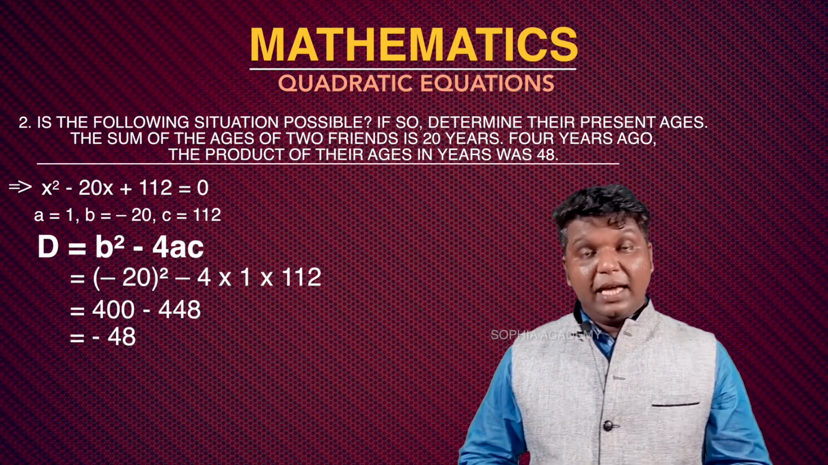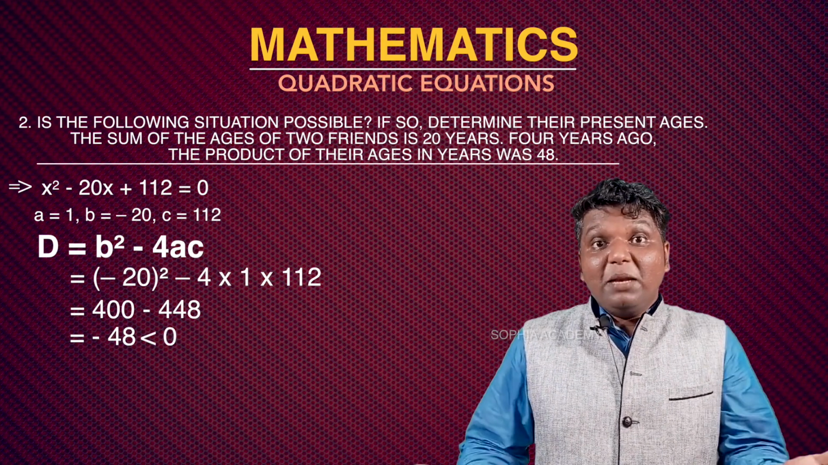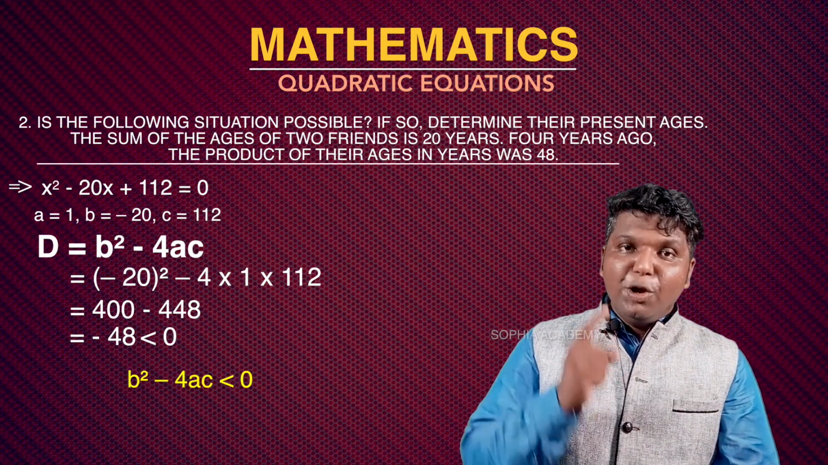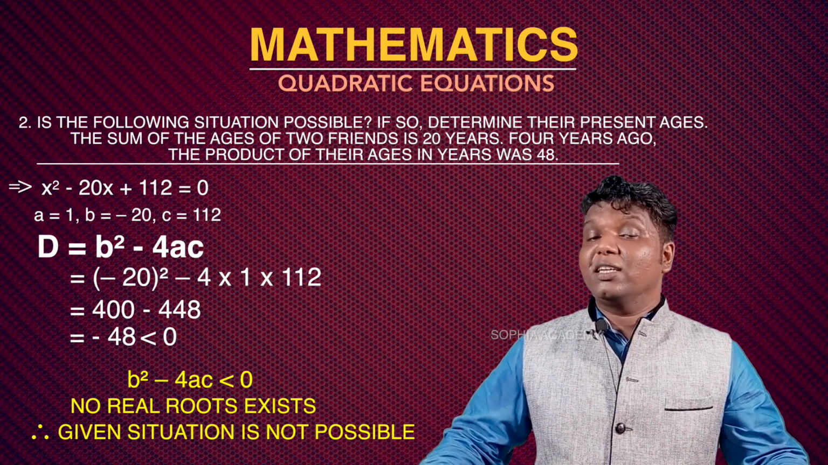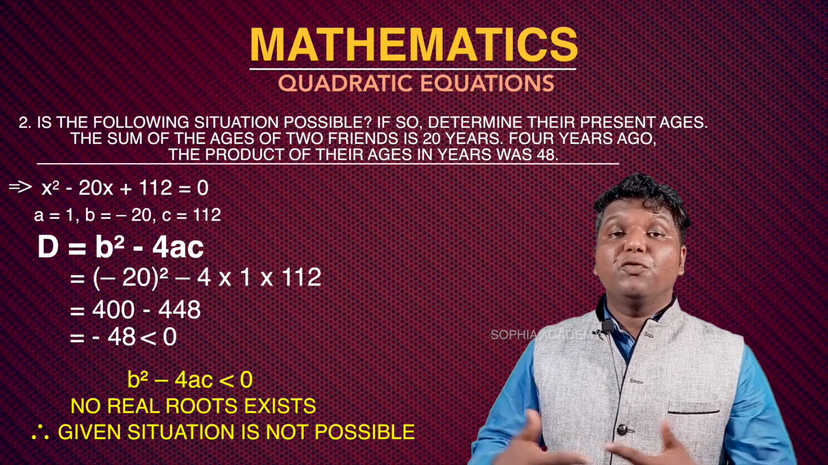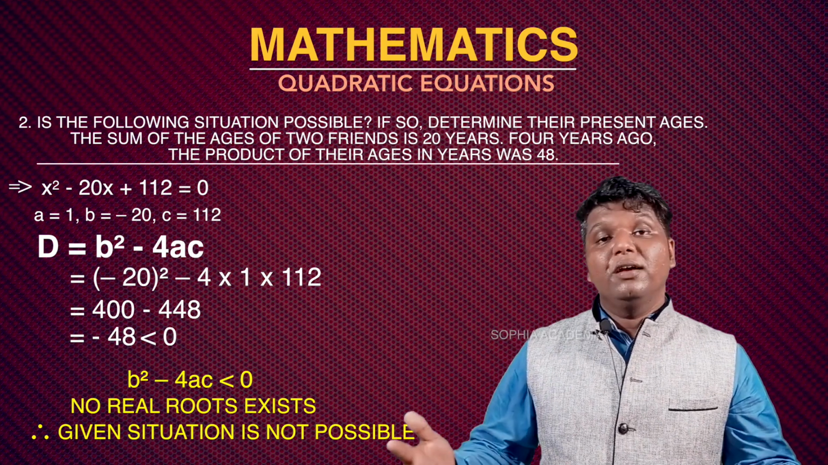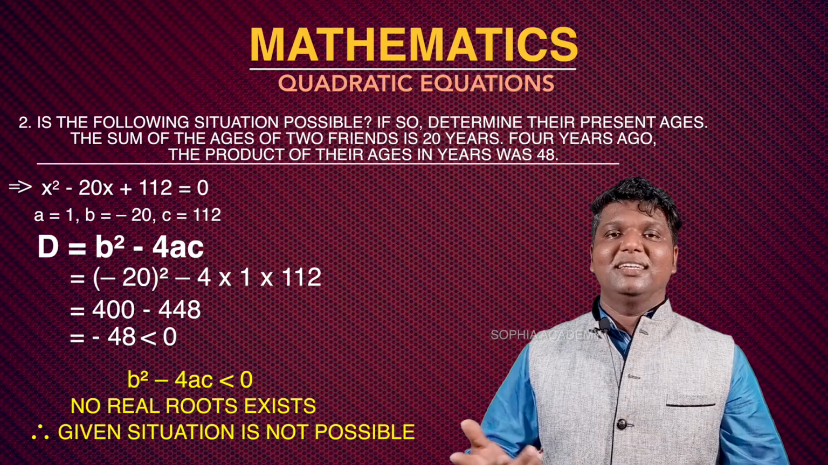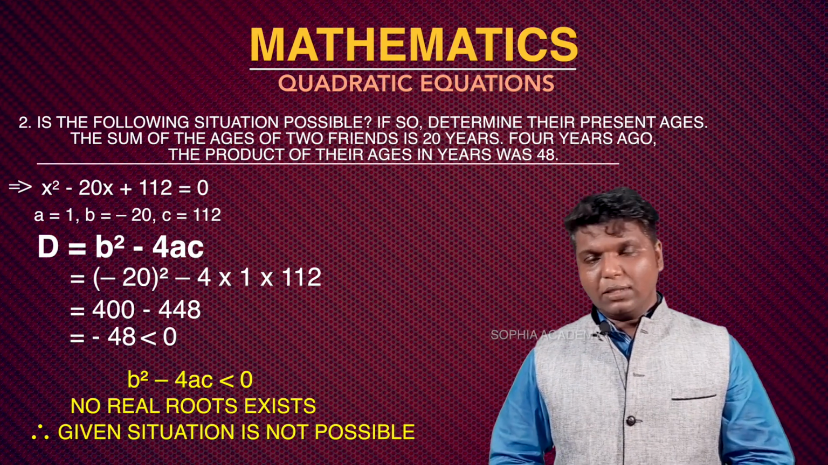So now tell me. You got it as a negative number, so your discriminant is less than 0. What does discriminant less than 0 mean? It means that there are no real roots. That means this condition is not possible. Which condition is not possible? The given question. Two friends having the sum of ages as 20, and 4 years ago, the product of their ages being 48, it's not going to happen like that. So this is the way to understand a question and how to deal with it.